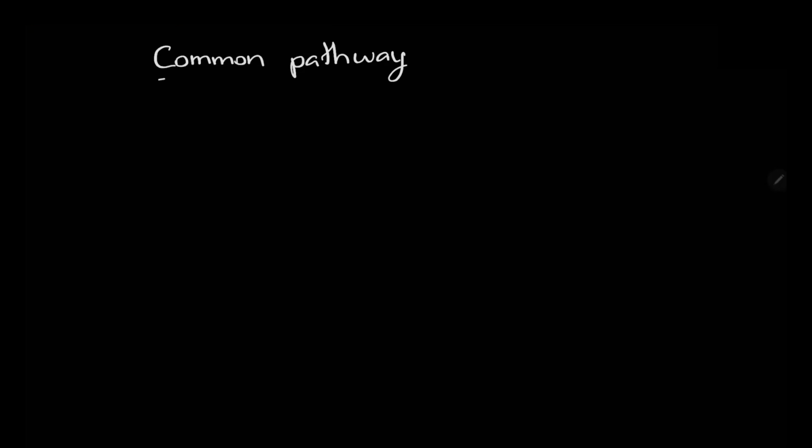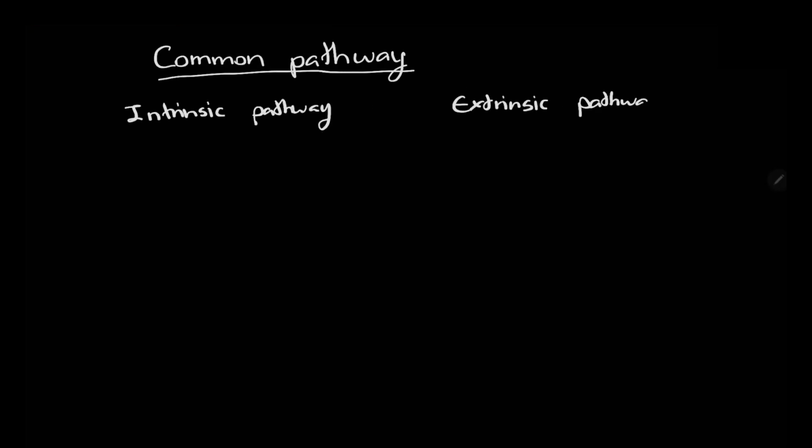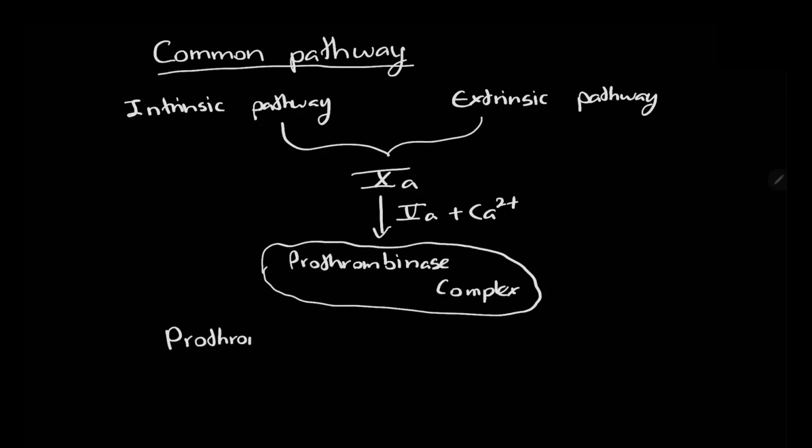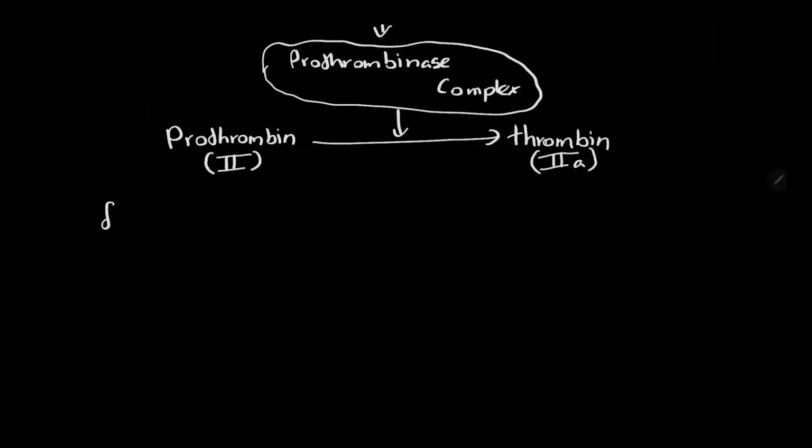Common pathway. The extrinsic and intrinsic pathways converge and continue with the common pathway. The common pathway starts with the activation of factor 10. Activated factor 10, factor 5 and calcium bind together, forming the prothrombinase complex. This prothrombinase complex then activates prothrombin, which is factor 2 in inactive form, into thrombin, which is activated factor 2. Thrombin cleaves fibrinogen, which is factor 1, into fibrin, activated factor 1.